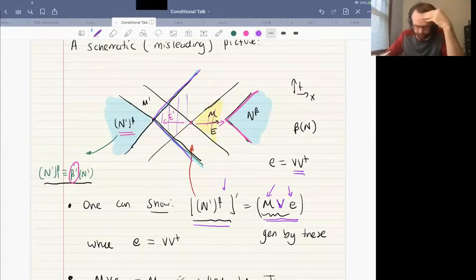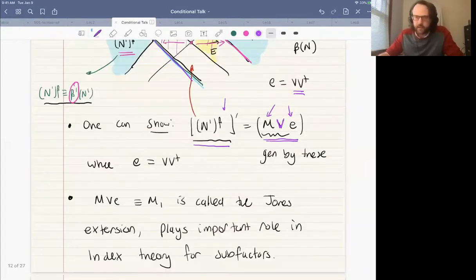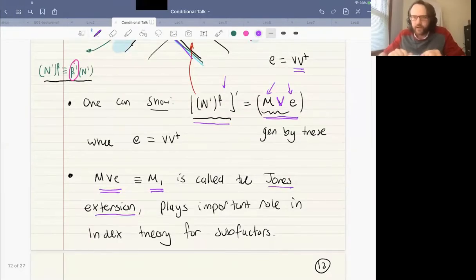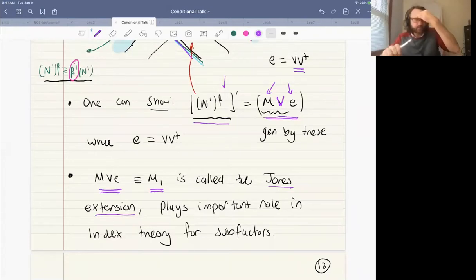Okay, and that might not mean too much to you, but this actually has a name, this M1, M union E, or the algebra generated between M and E. It's called the Jones extension and plays a central role in the discussion of index theory for subfactors. You also might not know what that is, but that's where the so-called Jones polynomial was first discovered.